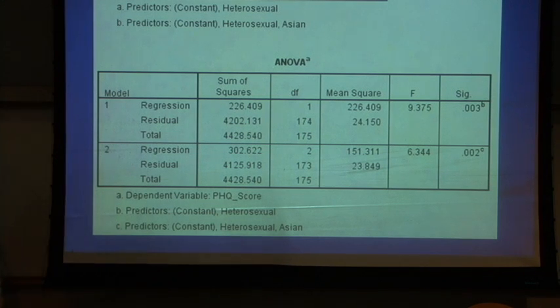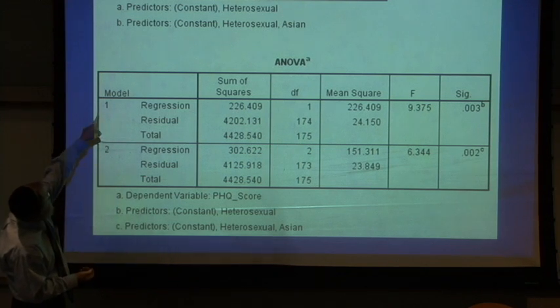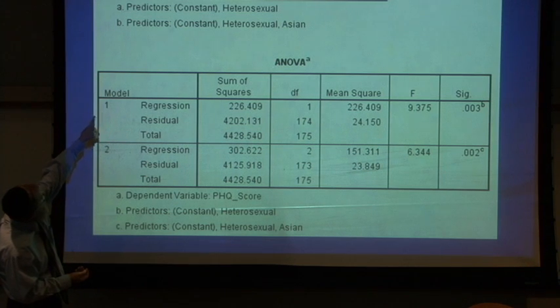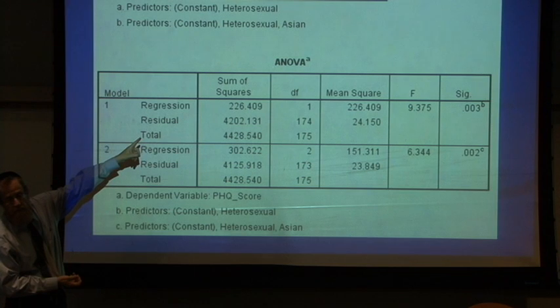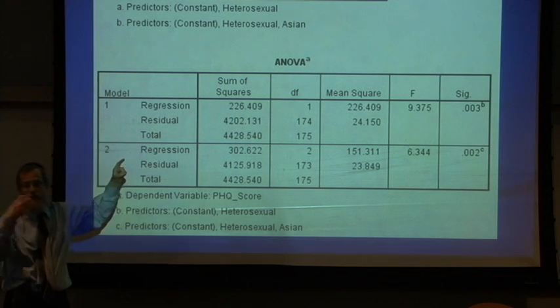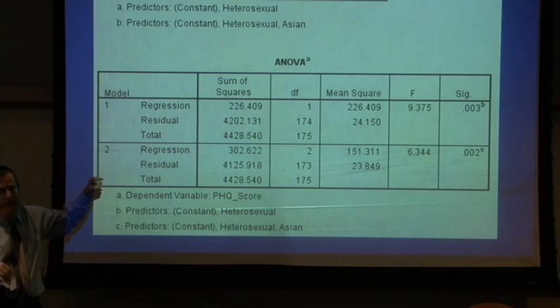Well, didn't we include heterosexual? But isn't that saying that we didn't include it? No, it's included. It says here, by model 2, it has the letter B over there, predictors: constant, heterosexual, and Asian. So first it added the heterosexual variable, then the next round it added the Asian variable, and then it stopped.